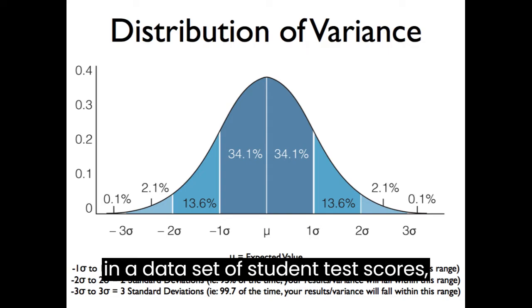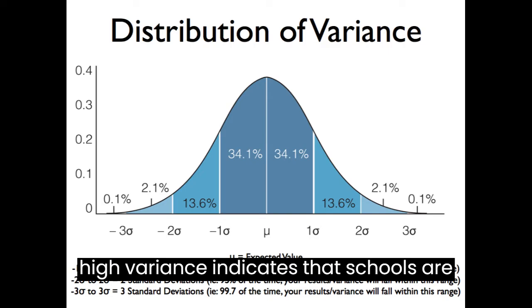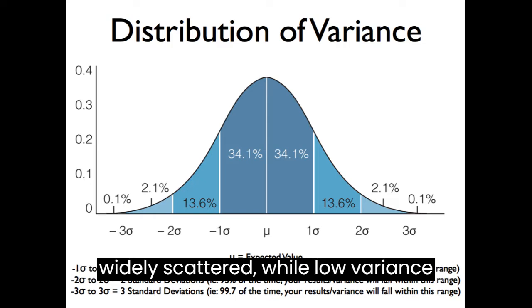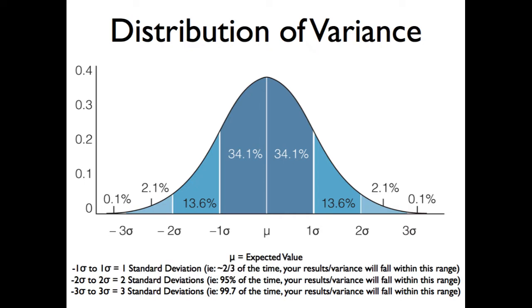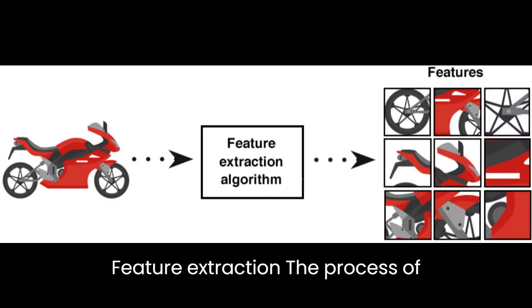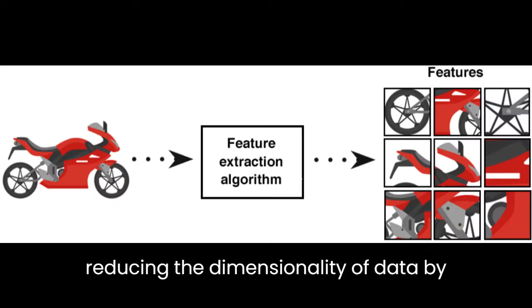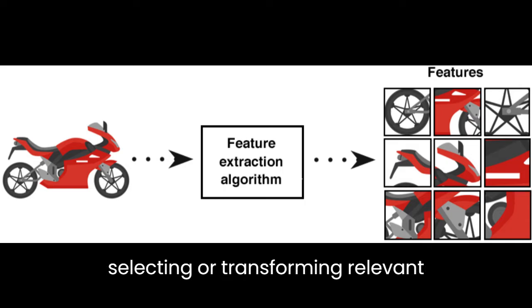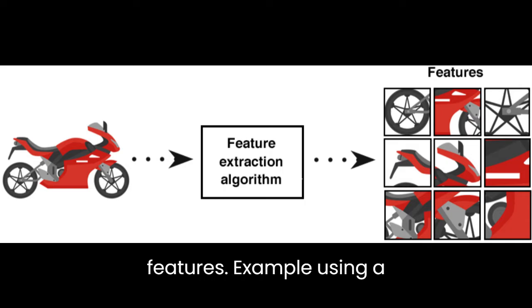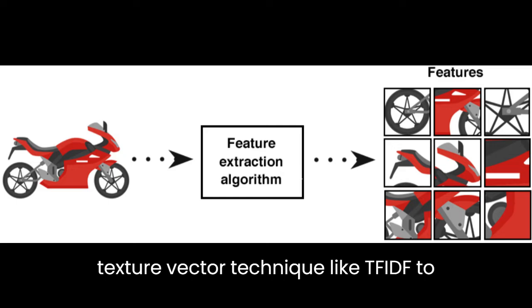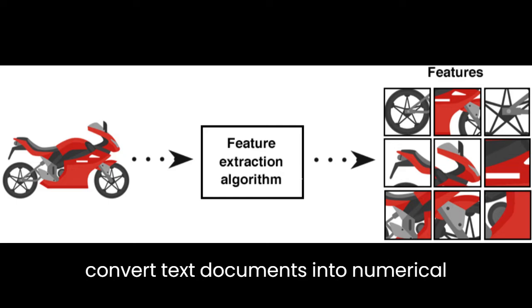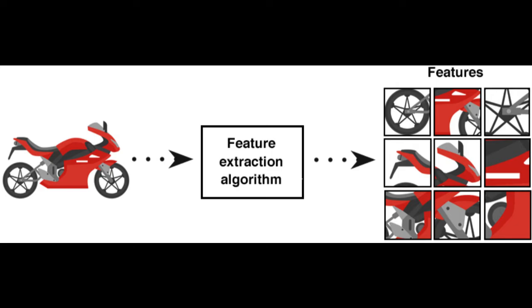Example: in a dataset of student test scores, high variance indicates that scores are widely scattered, while low variance indicates scores are close together. Feature extraction, the process of reducing the dimensionality of data by selecting or transforming relevant features. Example: using a text-to-vector technique like TF-IDF to convert text documents into numerical features for machine learning.